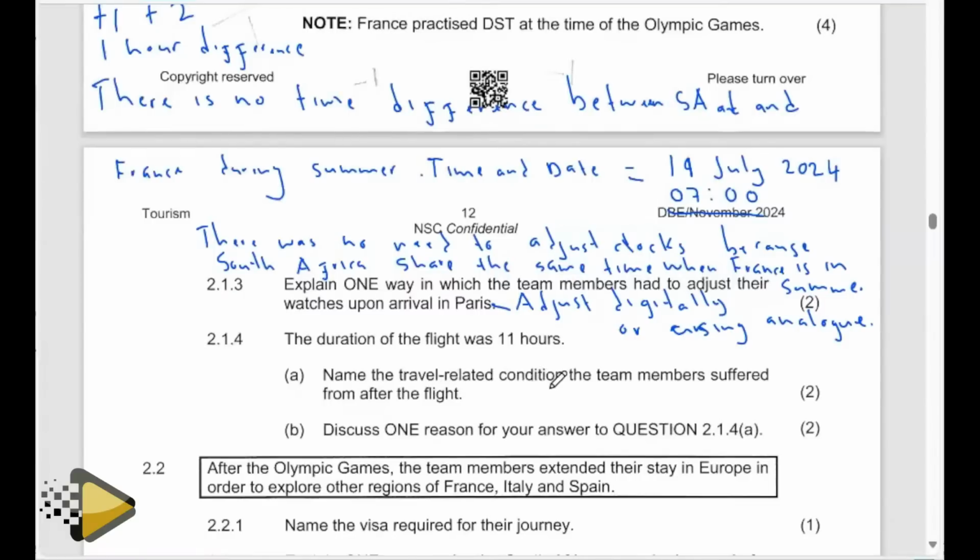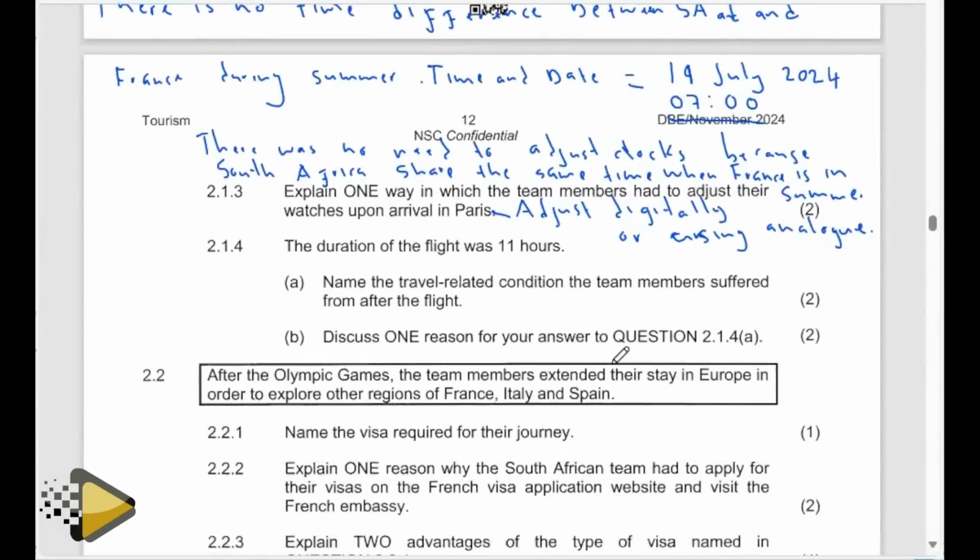Name the travel-related condition the team members suffered from after the flight. After this flight, the team members suffered from a condition known as jet fatigue.